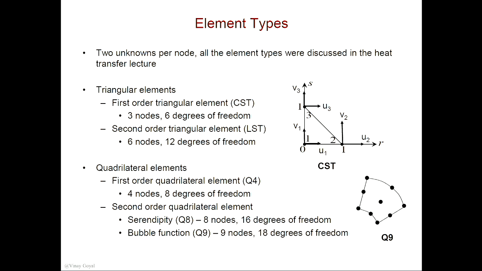And then second order triangular element, linear strain triangle. Basically, the strains are linear across the element. But second order because you're interpolating quadratically, and you have a mid node there. Okay. Quadrilateral elements, first order quadrilateral element Q4. I don't have it depicted here. It was shown in the previous lecture for heat transfer. It uses bilinear shape functions. And you also could have a second order quadrilateral element, which I covered last week, the serendipity Q8 and the bubble function element Q9. So that was covered in the heat transfer lecture. But here are the degrees of freedom you get for each of those.